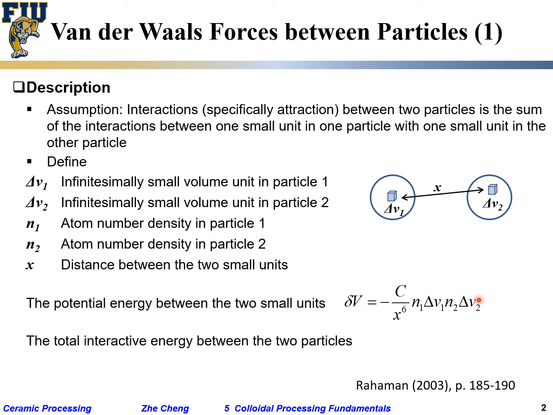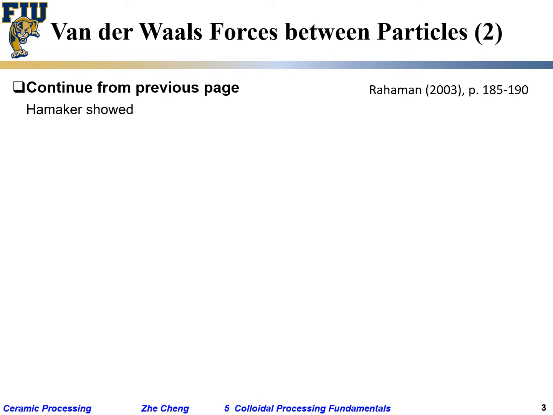Okay, and then the total interaction energy. Total interaction energy between what? Between one entire particle and the other entire particle would just be the so-called summation, or if we do integration over the entire volume, right? If we just write something like this, over the entire volume. Here we will not go into the detail, but we'll just say that a previous scientist, Hamaker, showed that the typical potential energy would take the form something like this.